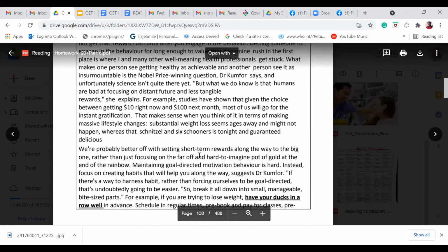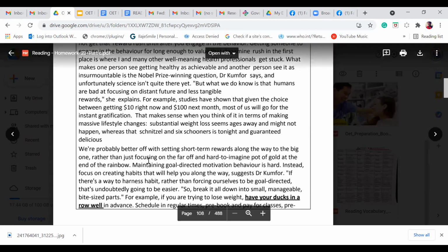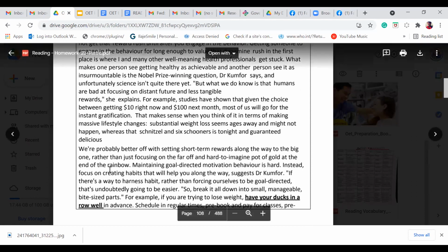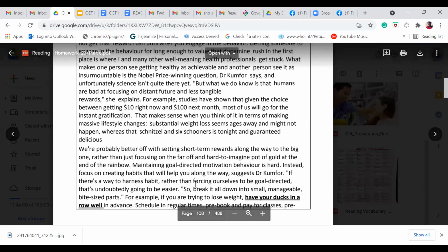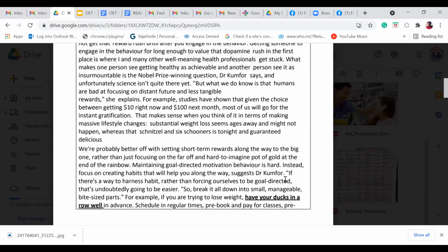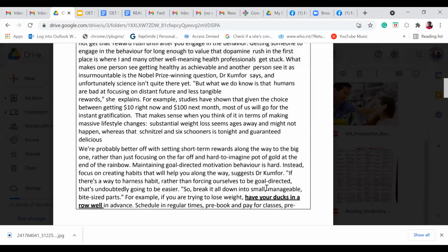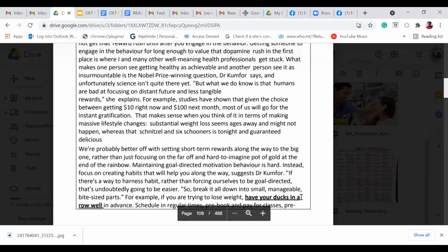They're probably better off setting short-term rewards along the way to the big ones, rather than just focusing on the far off, imagined pot of gold at the end of the rainbow. Maintaining goal-directed motivated behavior is hard. Instead, focus on creating habits that will help you along the way, suggests Dr. Comfort. If there is a way to harness habits rather than forcing ourselves to be goal-directed, that's undoubtedly going to be easier. So break it all down into small, manageable bite-sized pieces. For example, if you're trying to lose weight, have your ducks in a row.